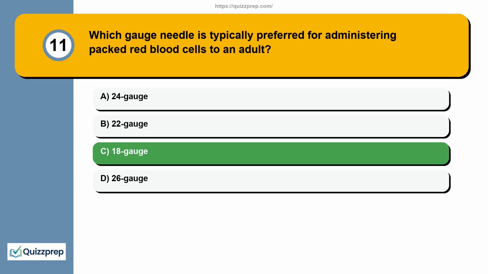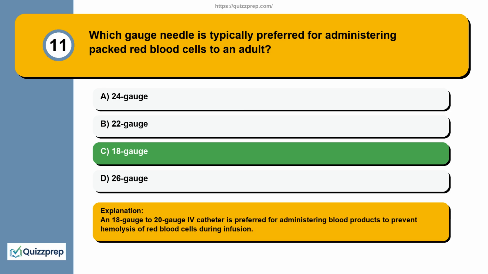The correct answer is option C. 18 gauge. Explanation. An 18 gauge to 20 gauge IV catheter is preferred for administering blood products to prevent hemolysis of red blood cells during infusion.